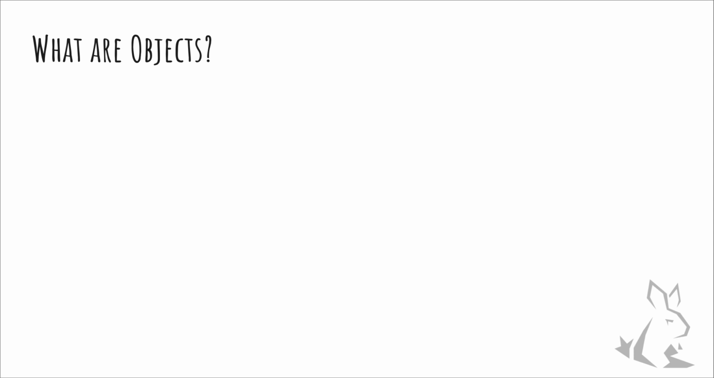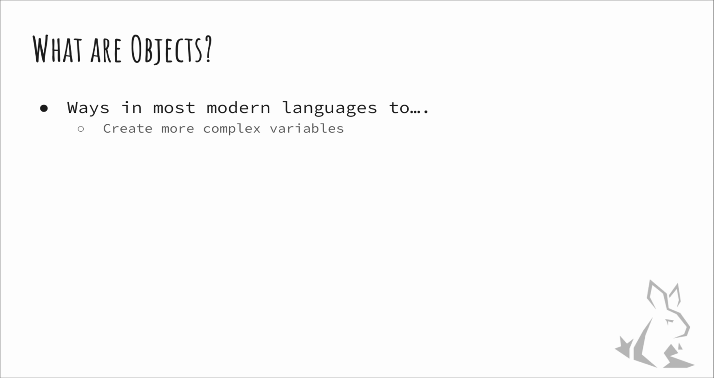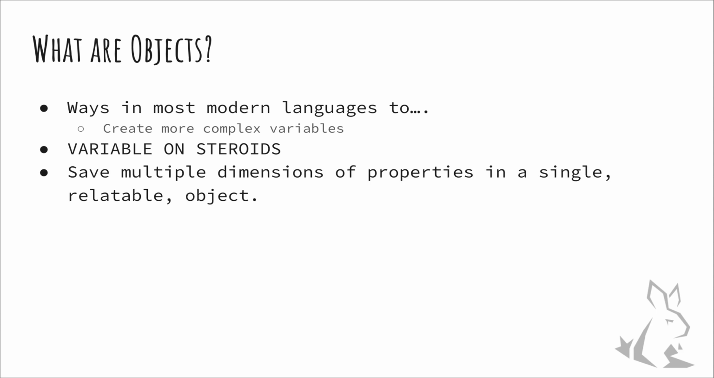What are objects? Objects, ladies and gentlemen, are ways in code, in some languages, not all, but a good chunk of modern languages, for you to create more complex variables, should we say. What does that mean? Objects allow you to take what we normally have referred to in this tutorial as a variable and turn it into a variable on steroids, basically allowing you to store multiple bits, multiple dimensions of variables into a single relatable object.